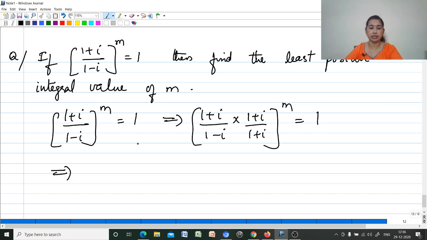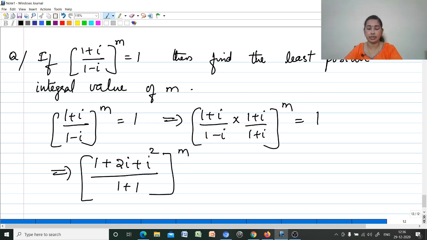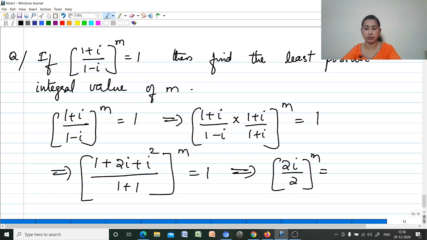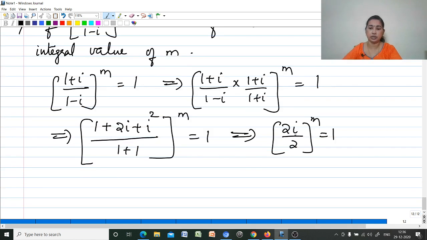That is, numerator is (1 plus i) whole square, which means 1 plus 2i plus i square, divided by 1 square minus i square, which is 1 plus 1, that whole raised to m is equal to 1. Here i square is minus 1, so 1 and minus 1 get cancelled, remaining 2i. (2i by 2) whole raised to m is equal to 1. So 2 gets cancelled, and we get i raised to m is equal to 1.